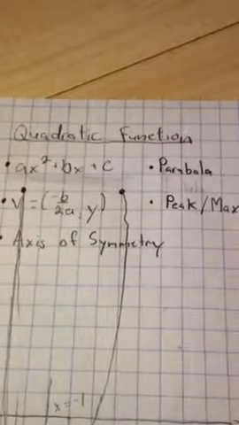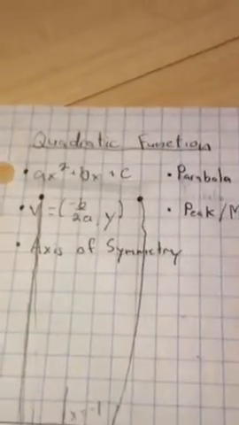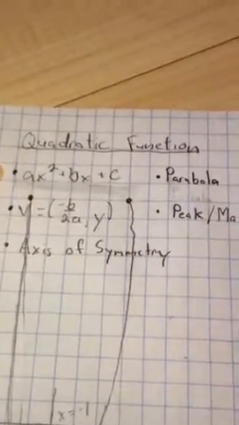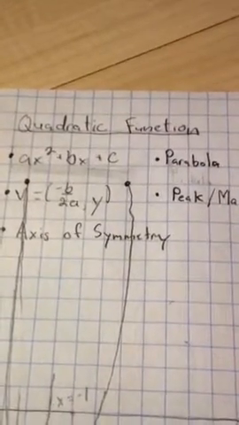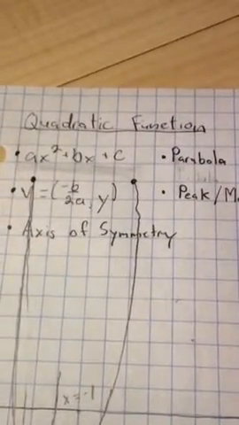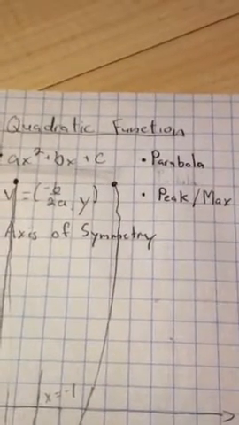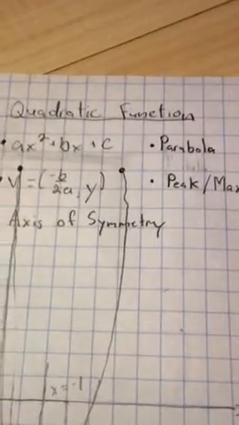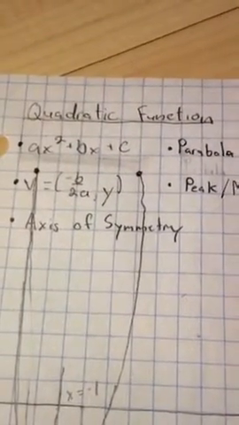So yeah, I'm going to be talking about a quadratic function. Yay, math! Alright, a quadratic function has a formula of ax squared plus bx plus c. It must have a vertex with a formula of negative b over 2a and y. A quadratic function has a parabola, which is a two-dimensional curve that is separated by an axis of symmetry, and it has a peak and a max, which is basically the vertex.